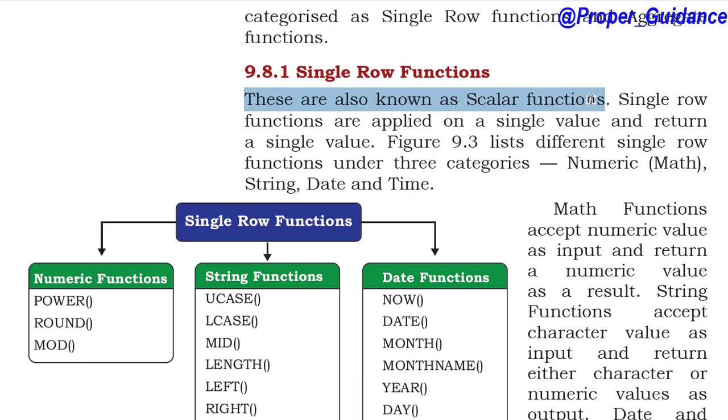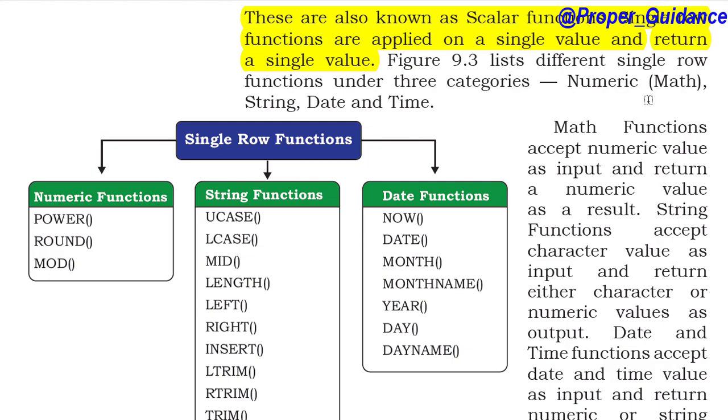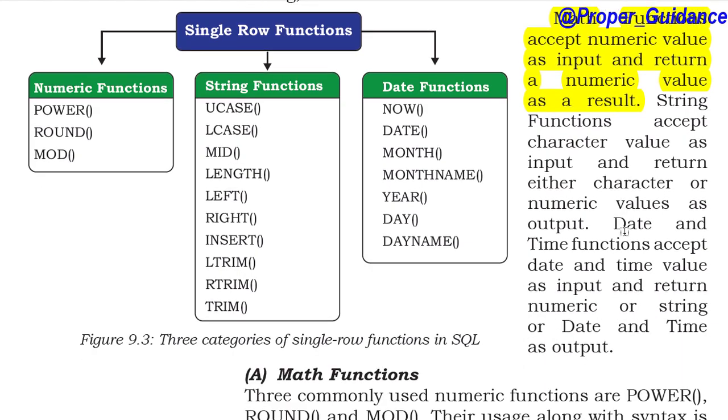These are also known as scalar functions. Single row functions are applied on a single value and return a single value. See here, categories: numeric, math, string, date and time. Math functions accept numeric values as input and return a numeric value as a result. String functions accept character values as input and return either character or numeric values as output.